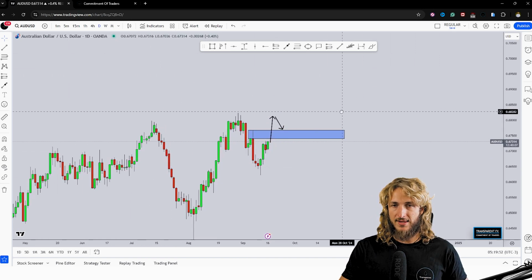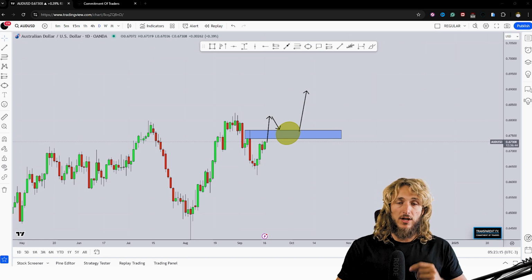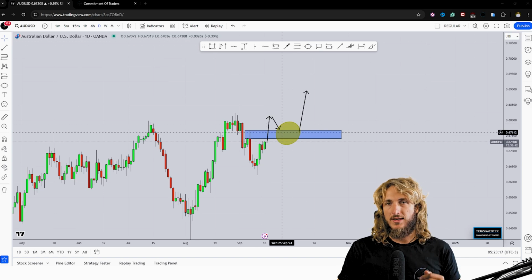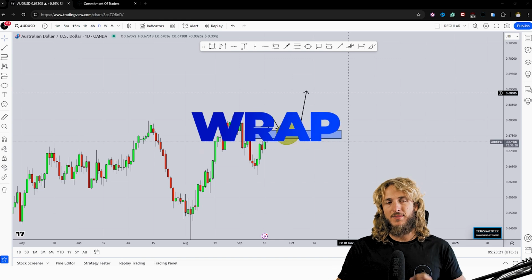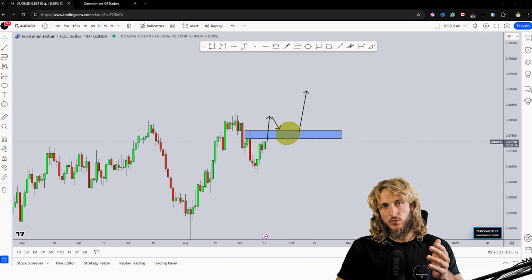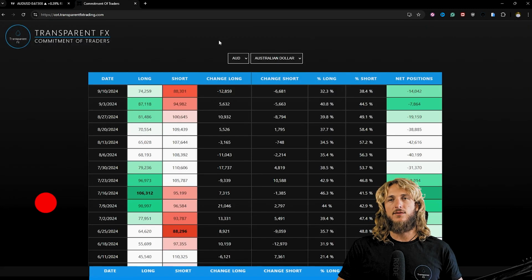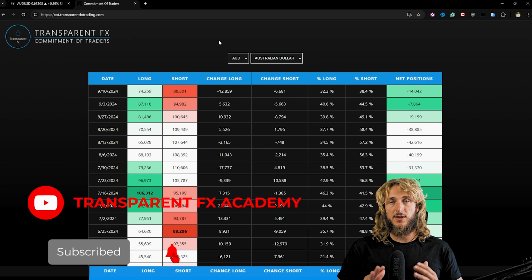Now back to the analysis. So if we get this break and retest, what would I expect? Well, as usual, trading is reactive and not predictive. The monthly, weekly, and daily timeframes combined with the COT data, those are the best timeframes when it comes to the directional aspect of the market.